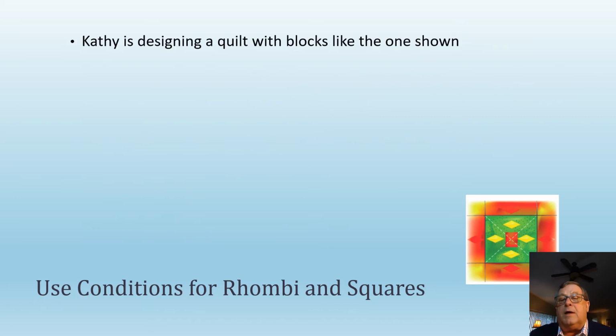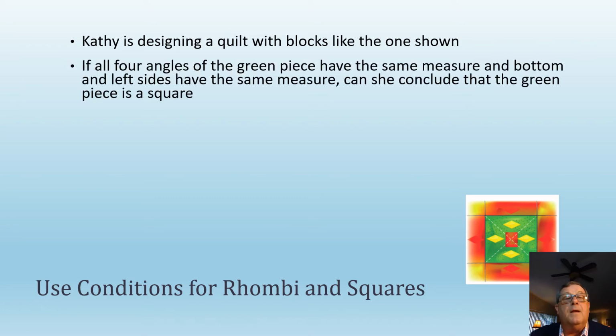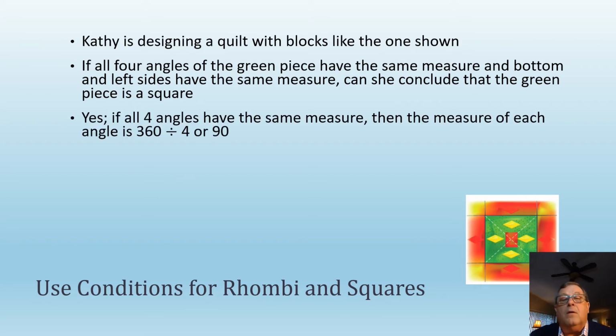All right, so let's go again. Kathy's designing a quilt, same quilt, with blocks like the one shown. If all four angles of the green piece have the same measure, and the bottom and the left sides have the same measure, can she conclude the green piece is a square?